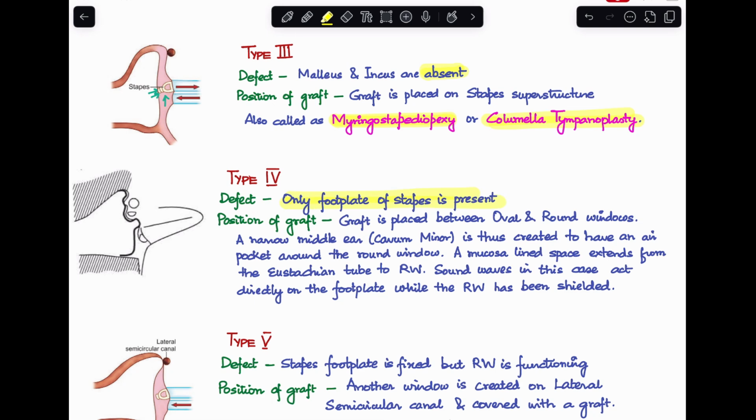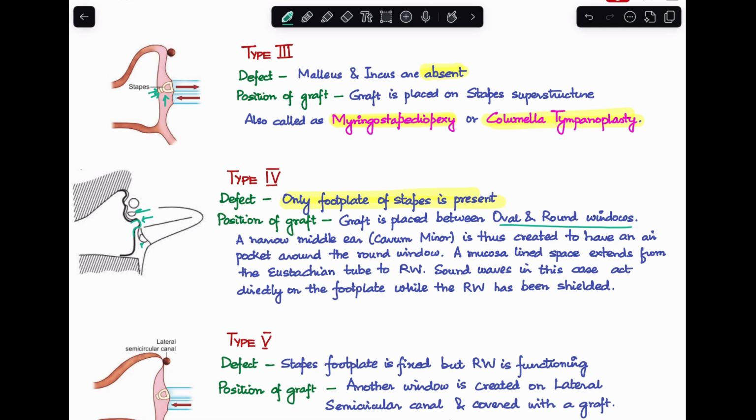So what we have to do over here is place the graft in between the oval window and the round window. You can see over here, this is the oval window and this is the round window. So we place the graft in between them because we need a phase differential over here.